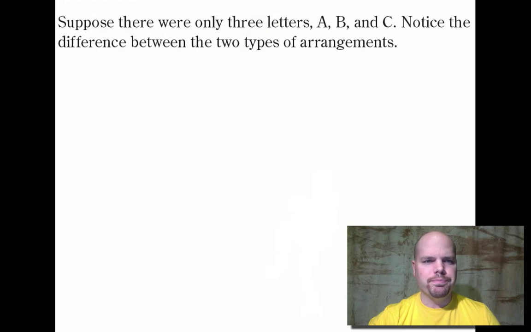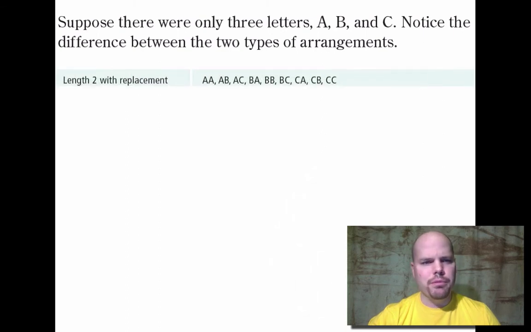Suppose there were only 3 letters A, B, and C. Notice the difference between the 2 types of arrangement. Let's say we pick 2 letters at a time, or maybe more. Let's say we had length 2 with replacement. There would be this many ways you could use the letters A, B, and C. You could have AA, AB, AC, BA, BB, BC, CA, CB, and CC. So that's quite a few different ways.